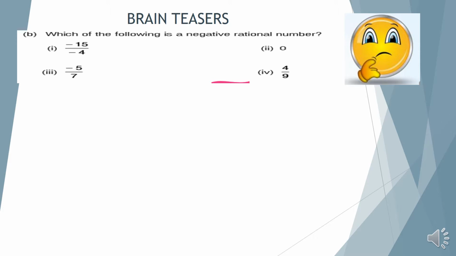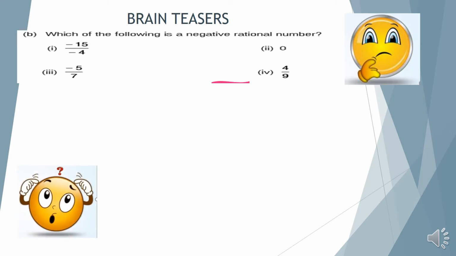In this question, we have to check whether the rational number is negative or positive. To solve this question, we should know what is negative rational number. Think of negative rational number. Think of any example of negative rational number. Yes. Minus 3 by 5, 5 by minus 7 and so on.